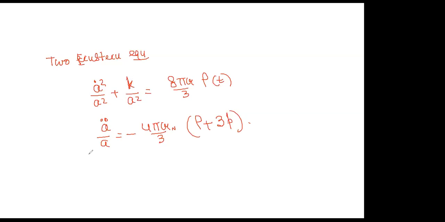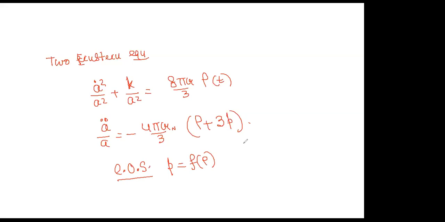The second thing is that we have two equations, but the number of unknowns is a, rho, and p. So there are three unknowns and two equations, and obviously one needs another piece of information to solve this. That information comes from how p and rho are related, sometimes called the equation of state of this fluid, which is basically how the pressure is related to the energy density.